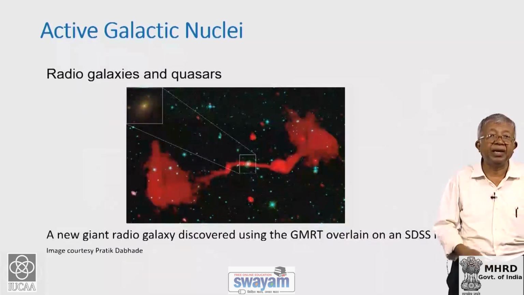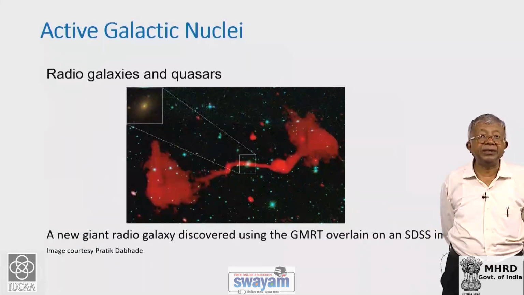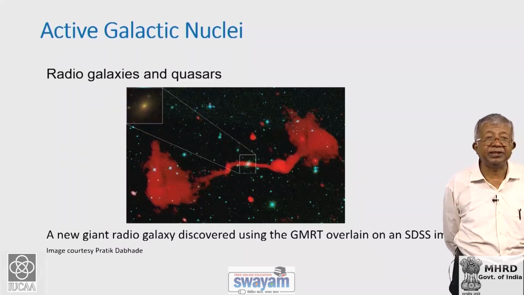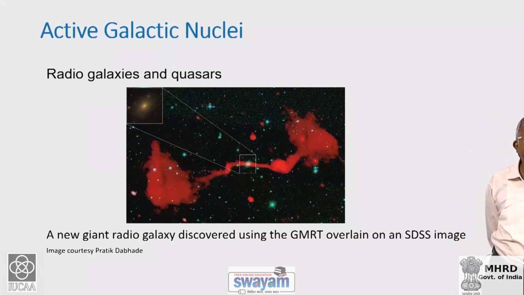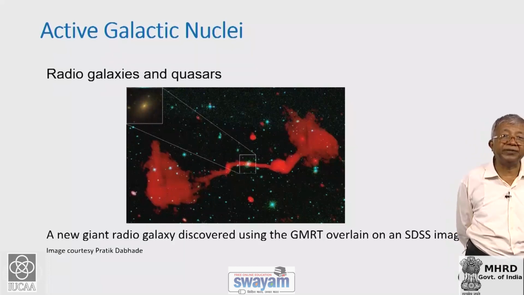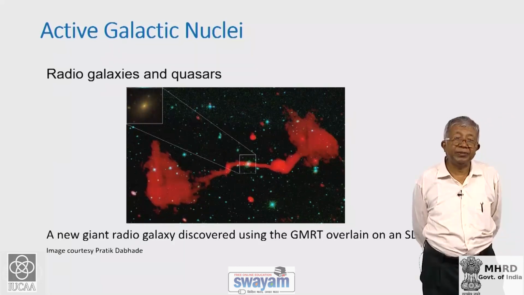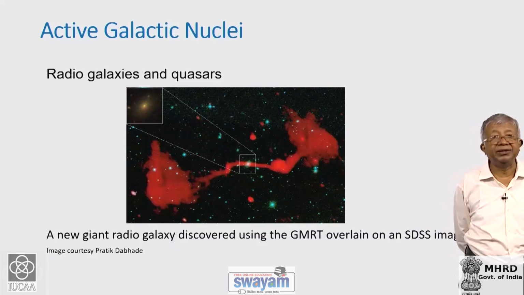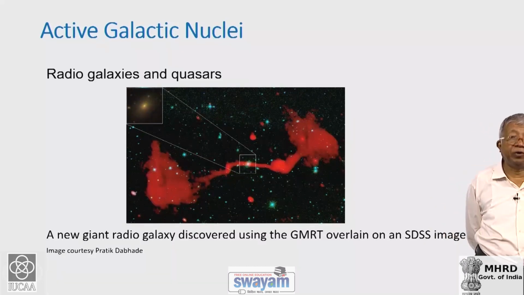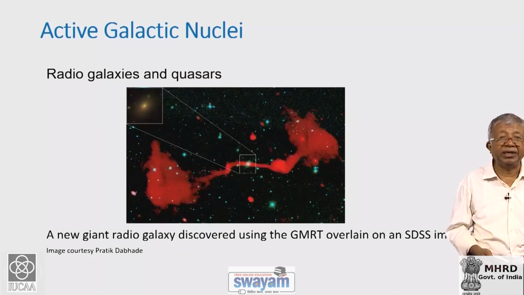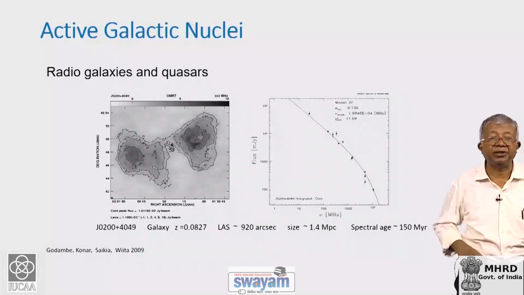This is another giant radio galaxy which was discovered using the GMRT by Pratik Dabhade, which is superimposed on an SDSS image. I must stress that because the outer lobes of emission are diffuse and have a steep spectrum, low frequency telescopes such as the GMRT are ideal for discovering such objects and probing these largest single structures that we see in the universe, single objects that we see in the universe.